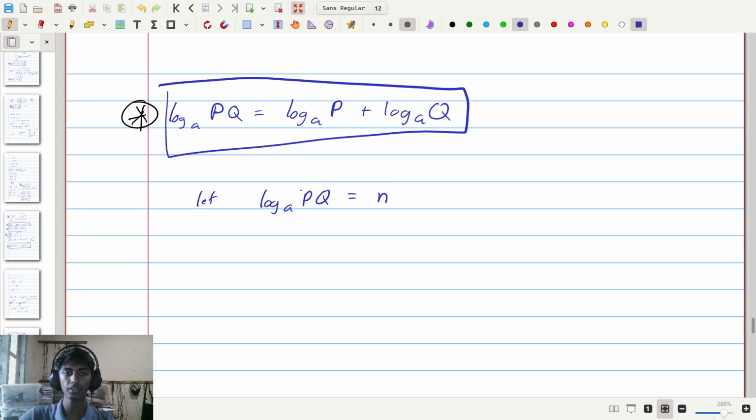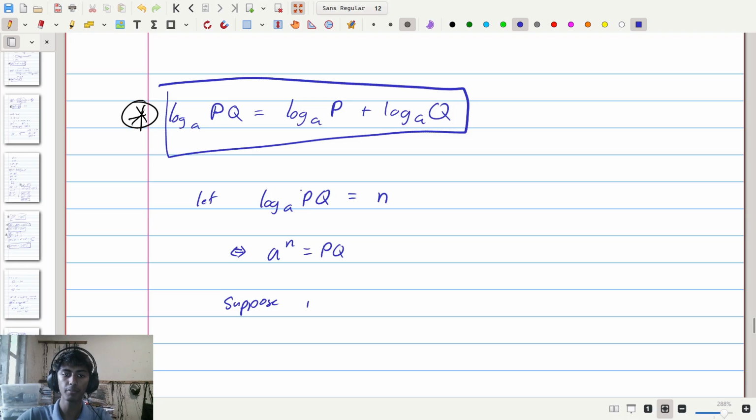This implies from our relationship, because remember, saying log base a of pq equal to n is the exact same thing as saying a to the n is equal to pq. It's the exact same idea. I'm going to write the if and only if sign here, exact same as saying a to the n is equal to pq.